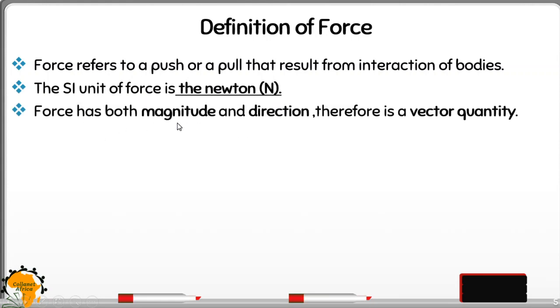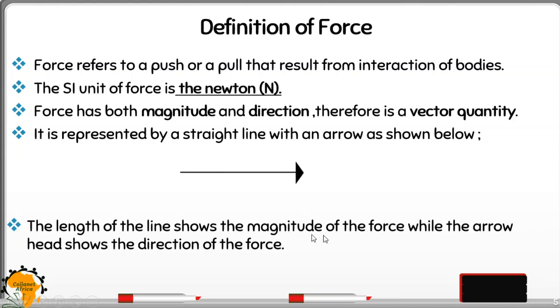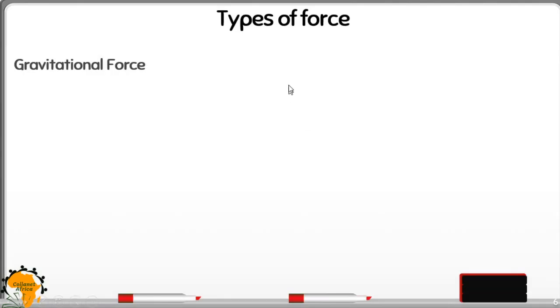Force has both magnitude, and when we talk of magnitude, we refer to the size. So we can as well say that force has both size and direction, and therefore it is a vector quantity. Force is represented by a straight line and an arrow. The length of this line from here to here represents the magnitude, while the arrowhead represents the direction of the force. Then we move to types of force.